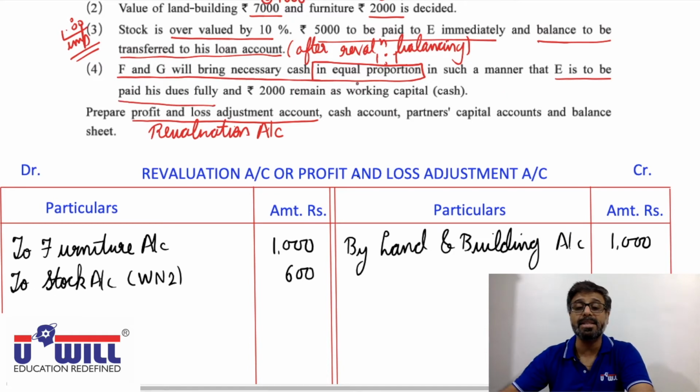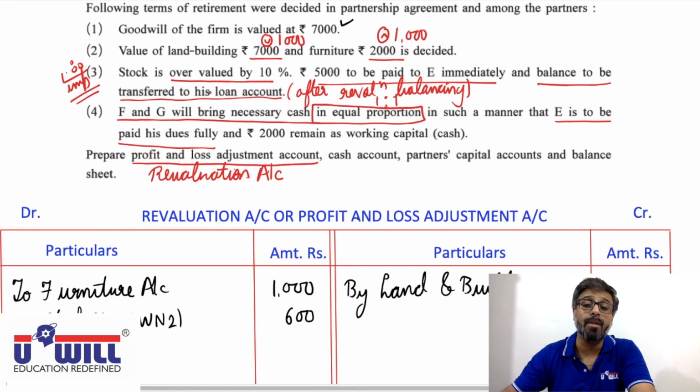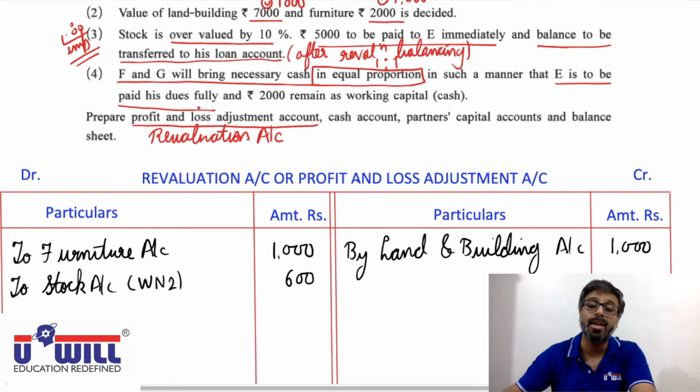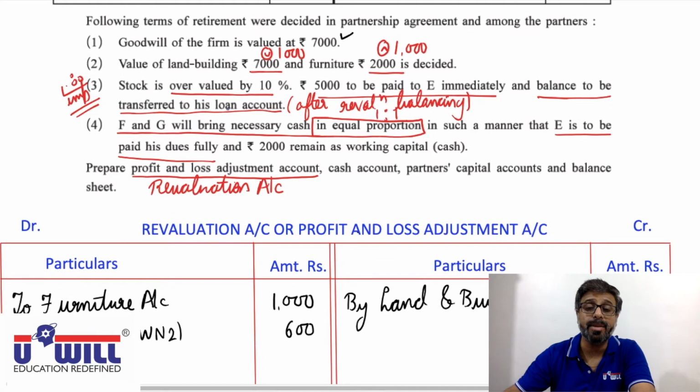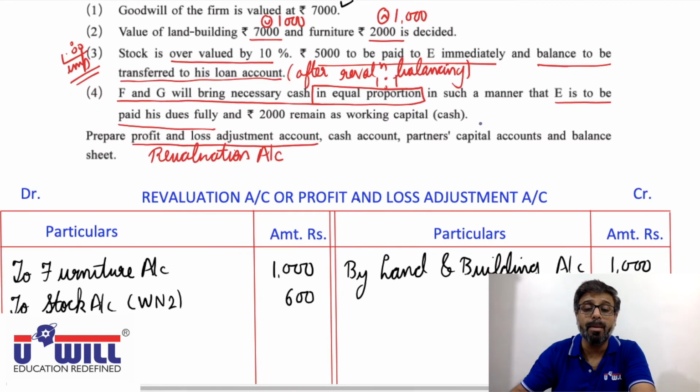Now when they say E is to be paid his dues fully, don't get confused. Don't get confused that in adjustment 3 and 4, how can they mention contradictory things? You may feel that in adjustment 3 they are saying 5,000 to be paid to E immediately, and now they are saying E is to be paid his dues fully. Okay, now understand this. When in adjustment 3 they have already mentioned 5,000 to be paid to E immediately, so what are to be paid as the dues immediately? 5,000 only.